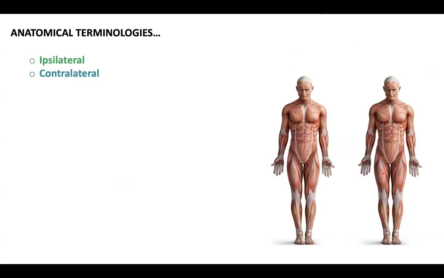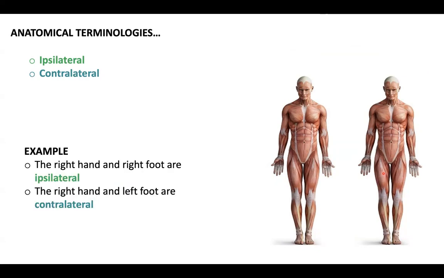The other two terms are ipsilateral and contralateral. So ipsilateral means on the same side, and contralateral means on opposite side. So for example, right upper limb and right lower limb, they are ipsilateral, or specifically right hand and right foot, they are ipsilateral. But the right upper limb and left lower limb, they are contralateral. So right hand and left foot, they are contralateral.